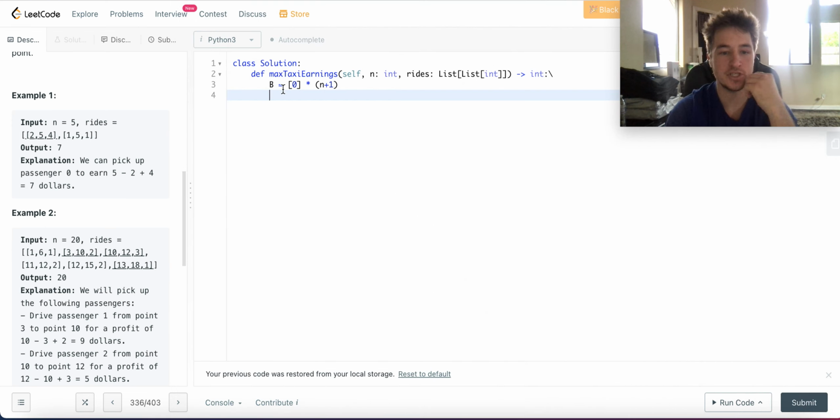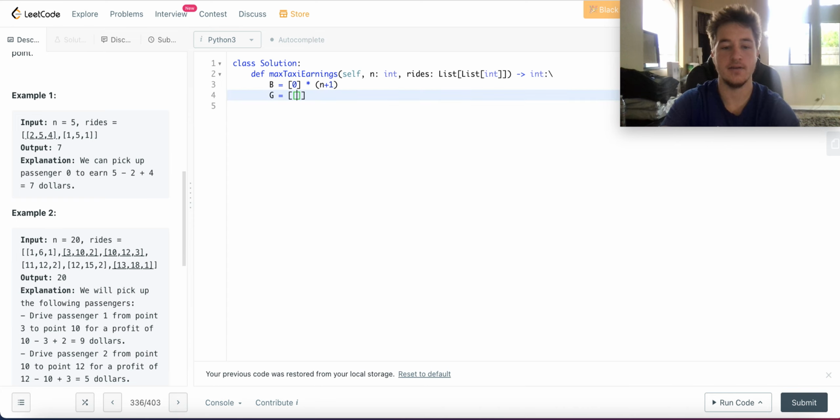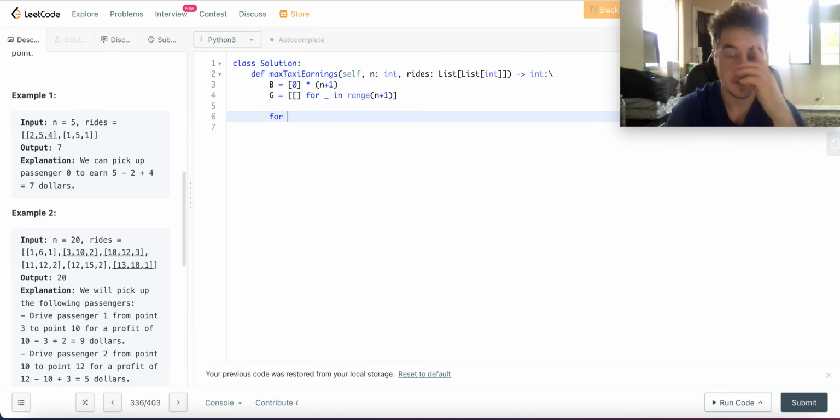So maybe we'll just think of it as a graph. We'll create this graph, and make it a default dict to save ourselves some headache. Well, we'll do it a little bit better. So for blank in range n plus 1. Okay, and then we'll look at each ride. There's a start time, an end time, and a tip, so start, end and tip in ride.